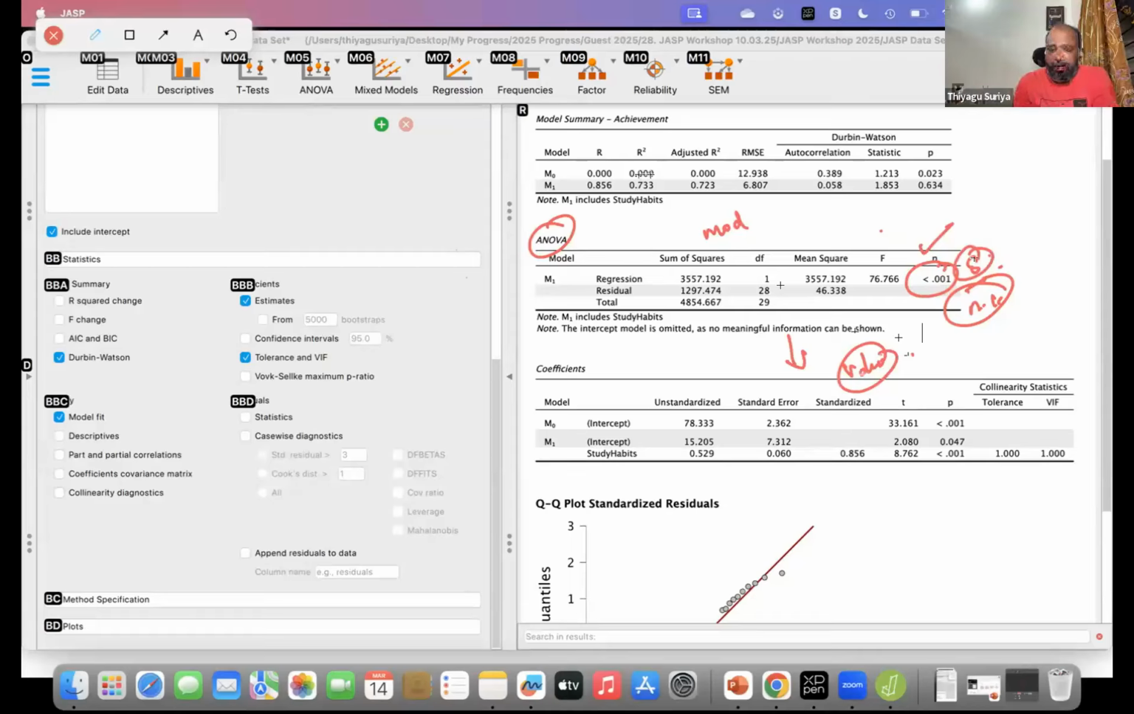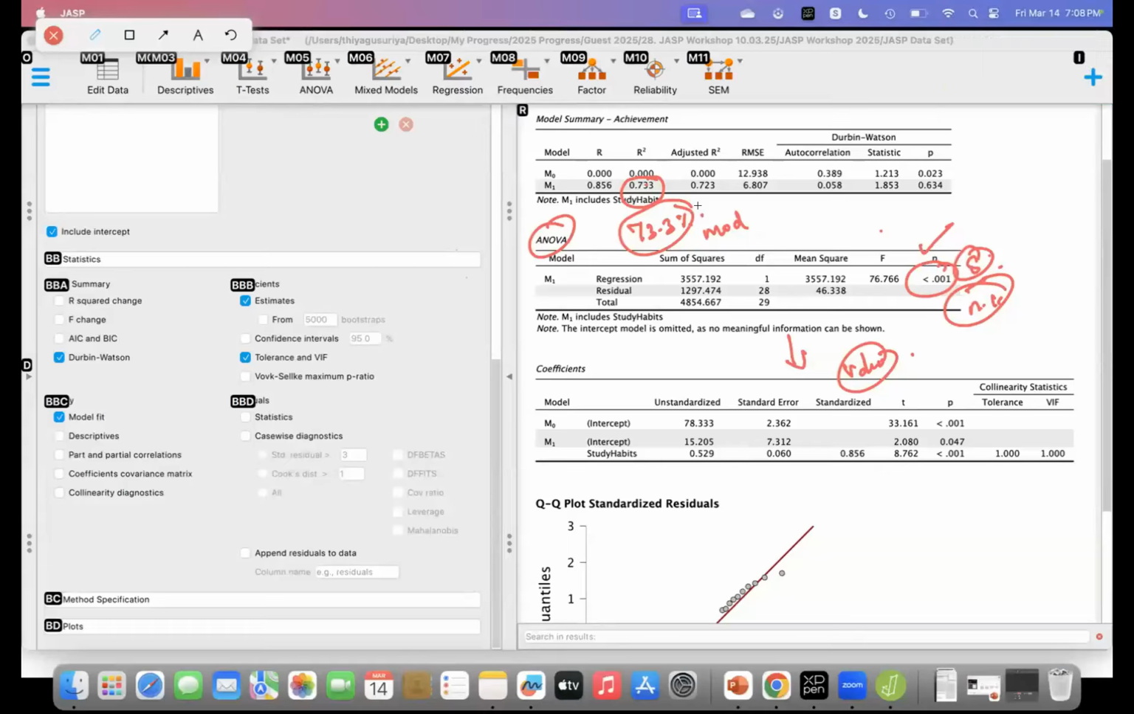And one more thing, the R square value is talking about how much the independent variable influences the dependent variable. If you multiply it by 100, the percentage is 73.3. So 73.3% of the variance in your dependent variable is influenced by the independent variable. Therefore, your effect is high, 73.3% of influence. That is also a good result. I'm talking about a single variable only.